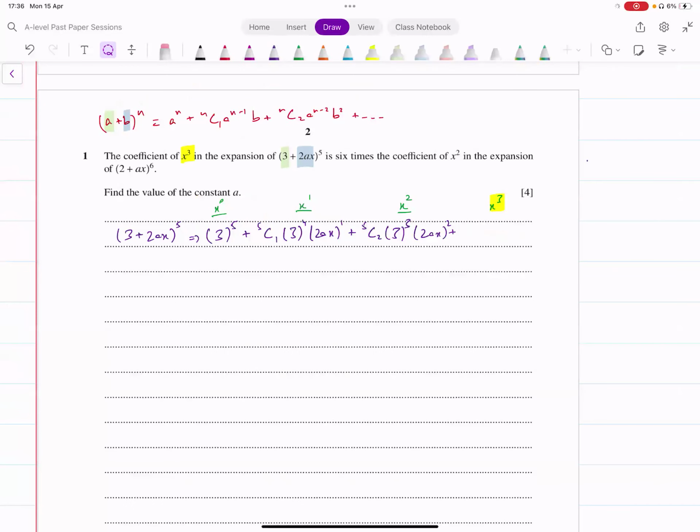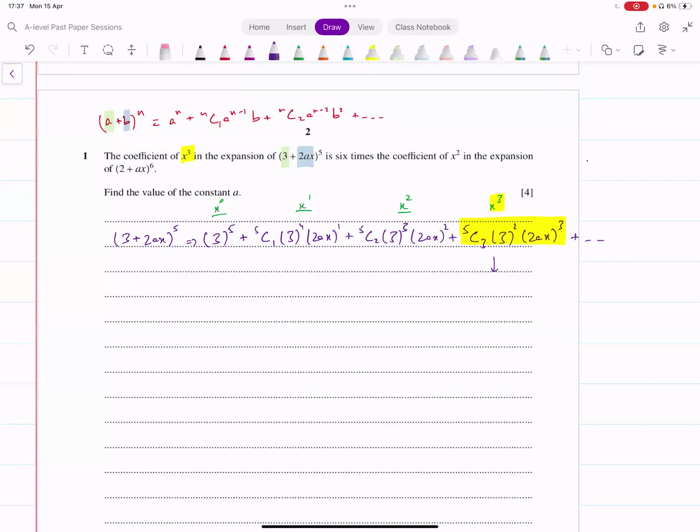The next one is going to be 5c3 into 3 raised to power 2 into 2ax whole raised to power 3. And this is the term that we basically wanted from this expansion. This is the term that has x cubed. Now you can just forget about everything else in this expansion and just focus on this last term, because that is all that you're looking for. You want the coefficient of x cubed. You don't have to simplify everything else here, just simplify this particular term.